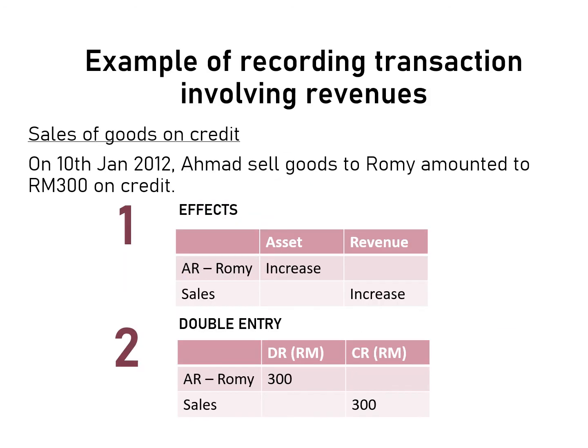This is example kalau you nak record the transaction involving revenue. So this is sale of good on credit. So on the 10th January 2012, Ahmad jual barang kepada Romi amounted to 300 on credit. Okay, so effect dia adalah debit account receivable, increase asset which is the account receivable, increase revenue which is sales. So debit account receivable 300, creditkan sales 300. Okay, next.